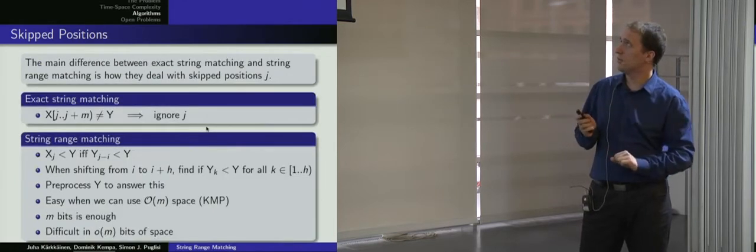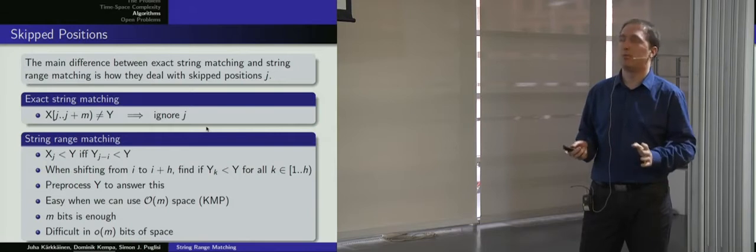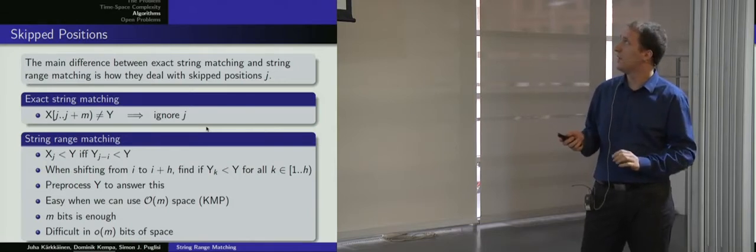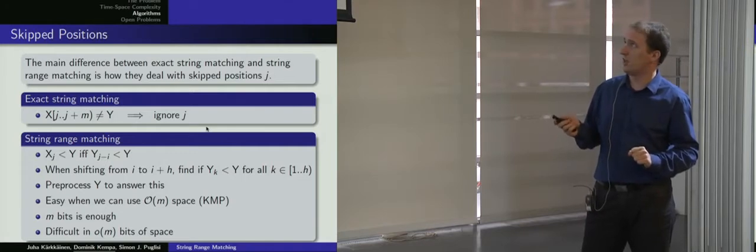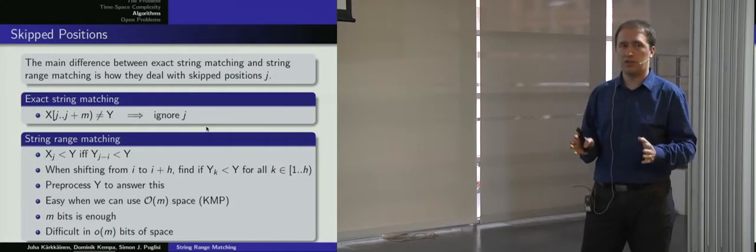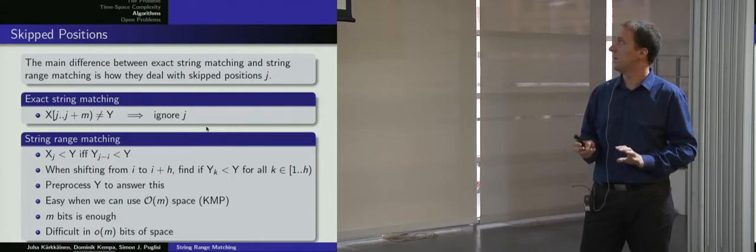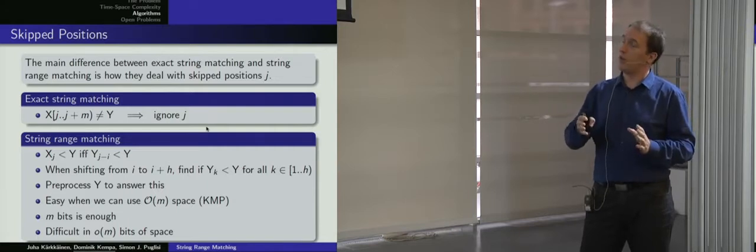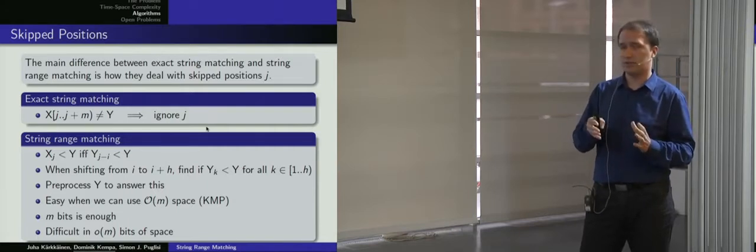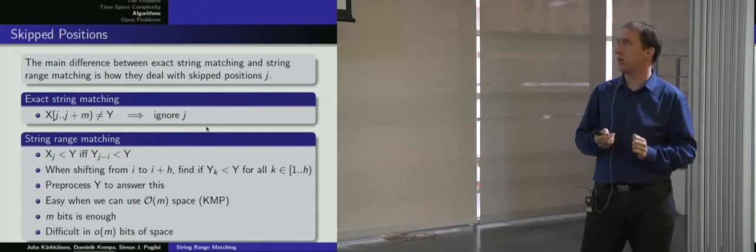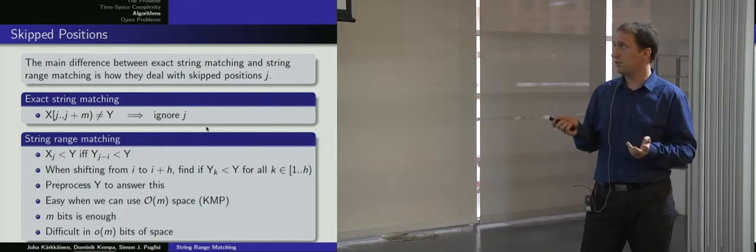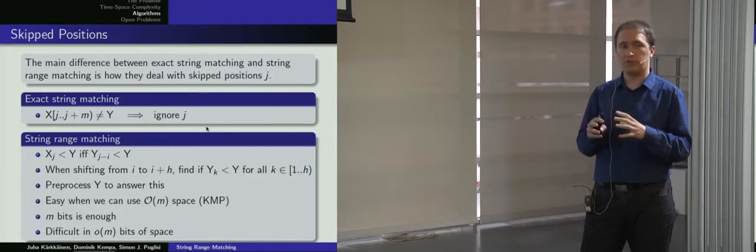Okay, so string range matching is a lot like pattern matching. The main difference is how the algorithms deal with the skipped positions j. In exact string matching, we know that there are no occurrences of the pattern there, so we just ignore those positions completely. We don't do anything. In string range matching, however, we have to determine what is the status of those suffixes, whether they are smaller than the pattern or not. And so as we saw on the previous slide, fortunately, this entirely depends on the pattern.